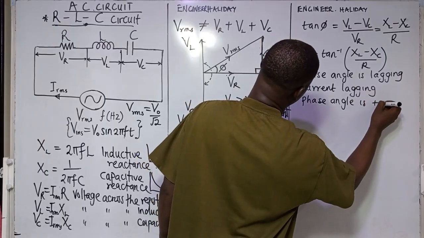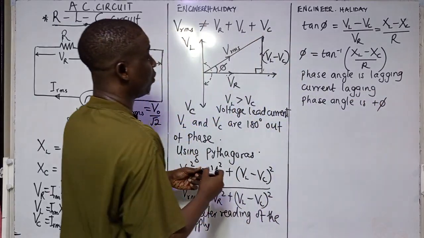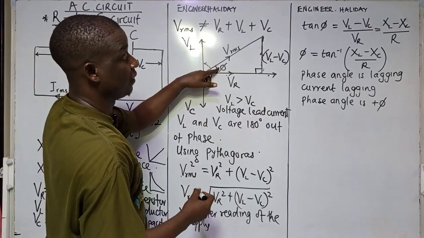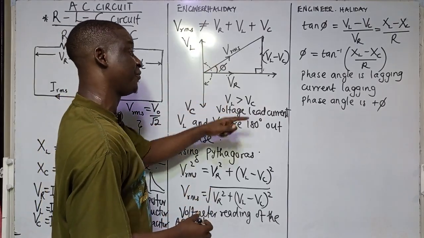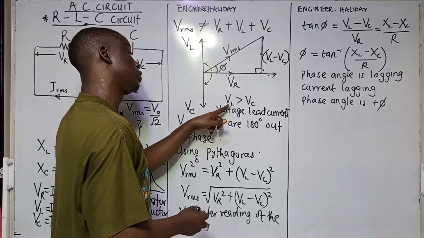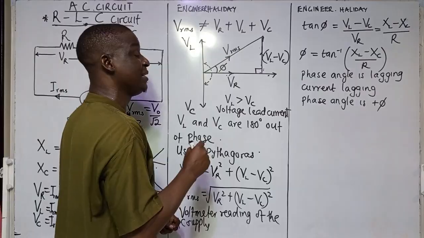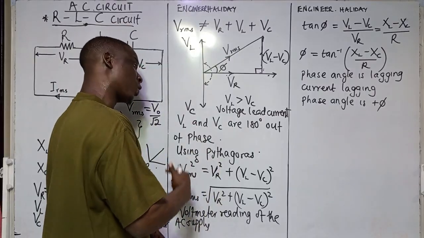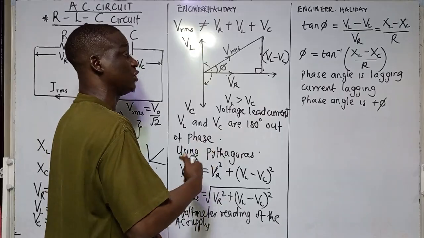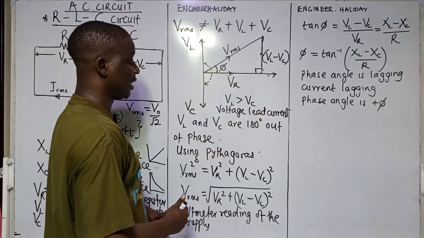Is positive angle. Don't forget that we are going to have a positive value here because VL is greater than VC. Current is lagging, but voltage is leading. Anytime VL is greater than VC, it means that voltage is leading, while current is lagging, and phase angle is also lagging. That's what we are going to assume.